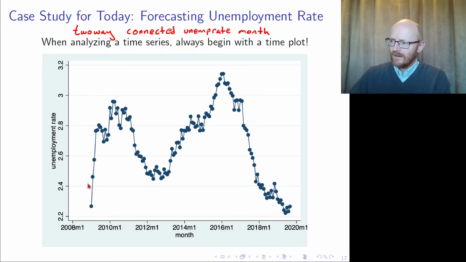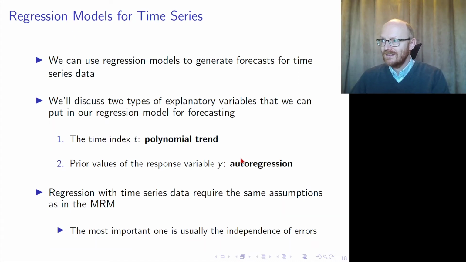but you have these troughs and peaks of the data. So what can we do with this? We can use a regression model to generate forecasts of the time series data, and in this lecture, we are going to use two types of explanatory variables, the x variables, that we can use to model the unemployment rate over time.